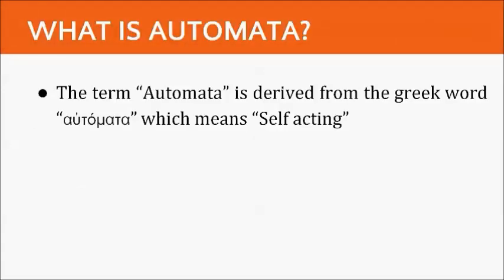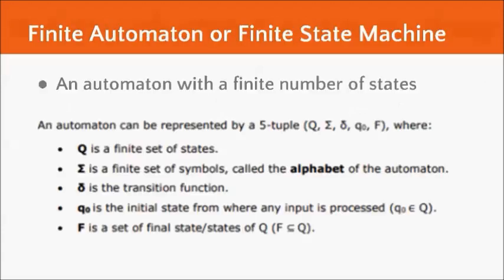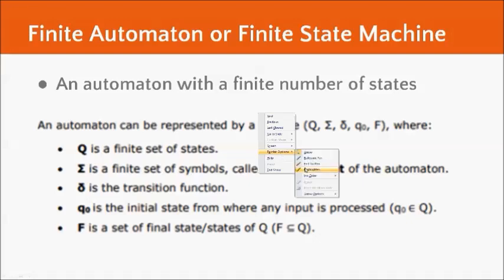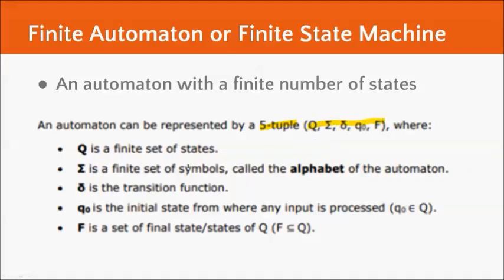So what is automata? Automata is derived from the Greek word automata, which means self-acting. So an automaton with a finite number of states, okay? If you are familiar with this one, we have the 5-tuple notation. Please remember that the 5-tuple should be in order. You cannot jumble it up or mix it up.